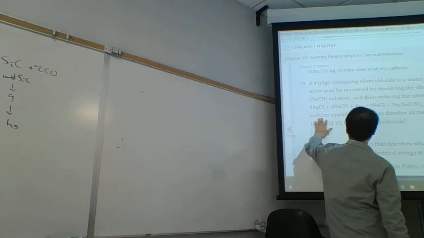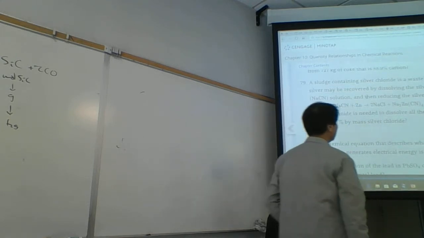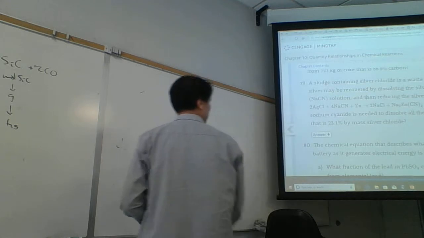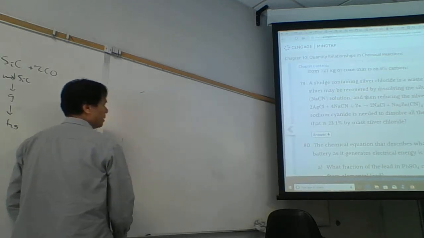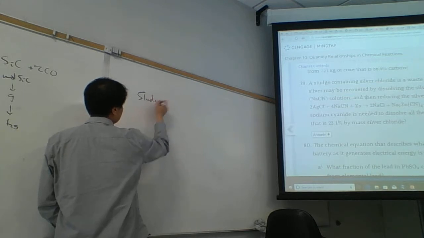What minimum amount of sodium cyanide is needed to dissolve all the silver chloride from 40.1 kilograms of sludge? That is 23.1% by mass silver chloride. And so first let's deal with the sludge. The sludge is a mixture.